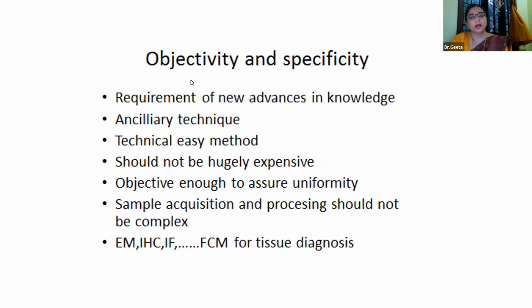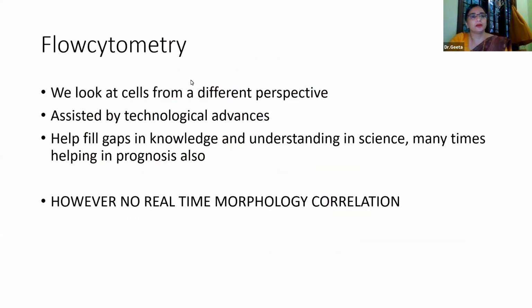So whenever we talk about cells, most of the times we try to see them from the point of view of the microscope. Flow cytometer looks at the cells with a different perspective. It's assisted by the technological advances and helps to fill the gap in the understanding of science, as well as many times helps in prognosis of the various diseases. However, there is no real-time morphological correlation here.